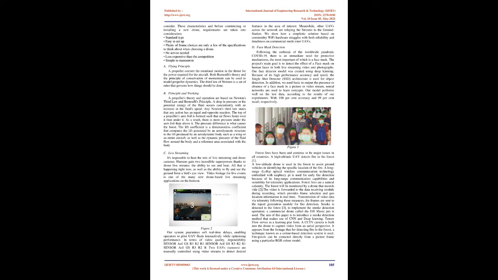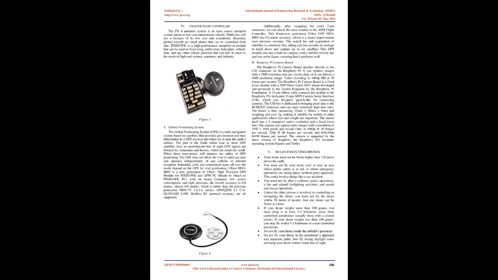Figure 1. Forest fires have been and continue to be major issues in all countries. A high-altitude UAV detects fire in the forest. A low-altitude drone is used in the forest to assist ground vehicles in identifying the specific location of the fire. A long-range, LoRa, wireless communication technology embedded with a Raspberry Pi is used for early fire detection because of its long-range communication capabilities and suitability for telemetry applications.